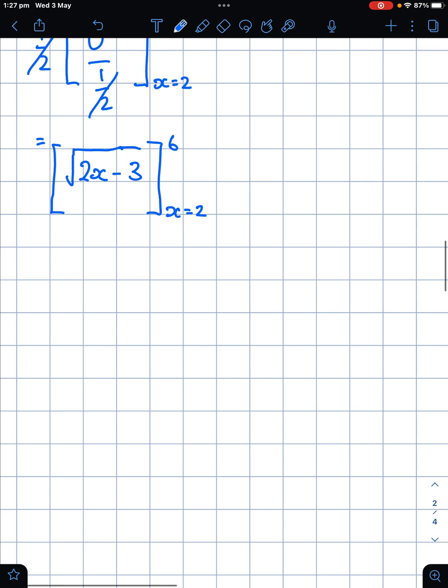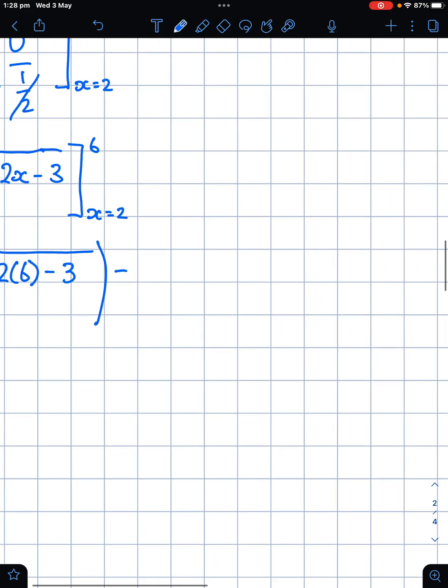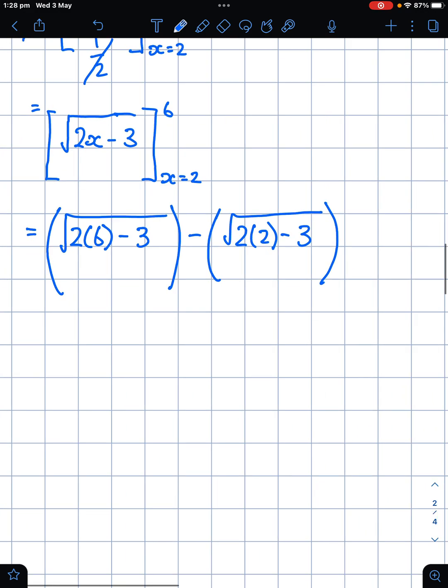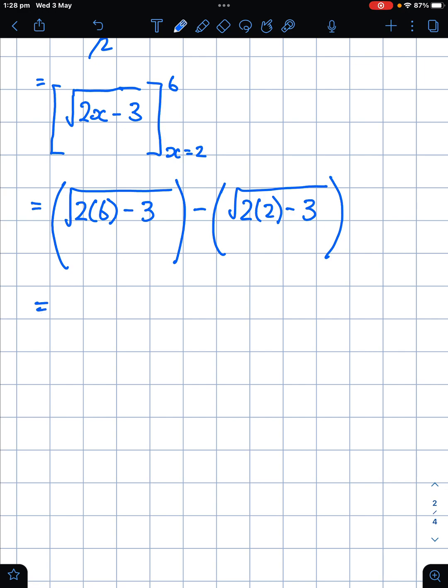Now I can sub those values in. This is going to be equal to 2 times the square root of (2 times 6 minus 3), minus our lower bound, which will be 2 times the square root of (2 times 2 minus 3). That equals 2 times 6 is 12, minus 3 is 9, so root 9, minus 2 times 2 is 4, minus 3 is 1, root 1. Root 9 is 3, minus 1, which equals 2.